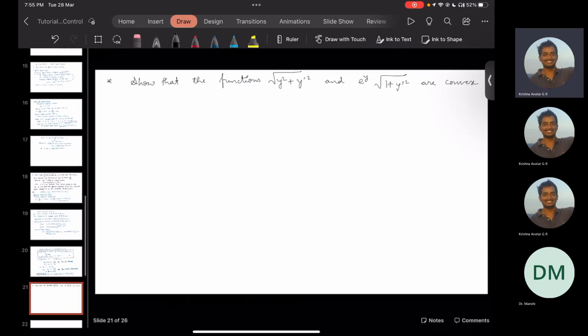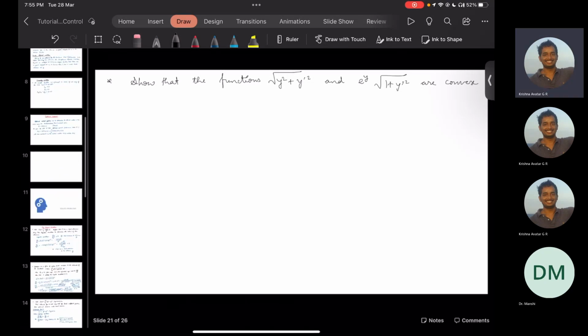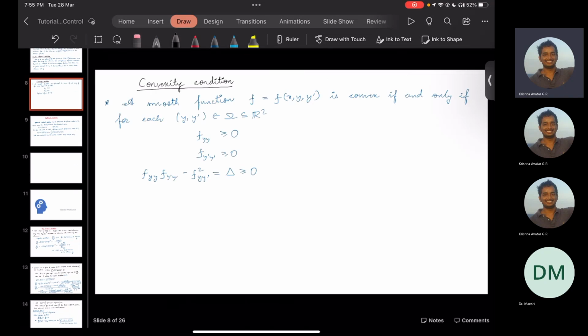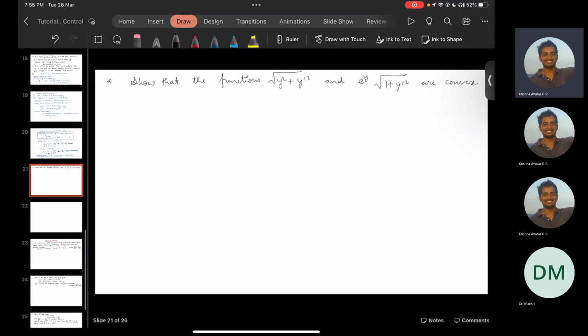So we'll take a look at our convexity condition. Let's just go back and have a look. So we required that the double derivative of f with respect to this. Okay, so we have this. Now let me come back here. So let's pick up the first solution. So the first is f is equal to root over y squared plus y prime squared, isn't it?